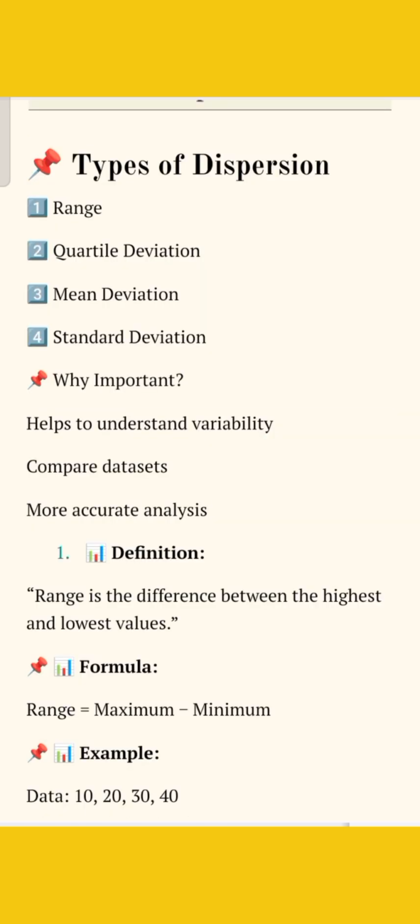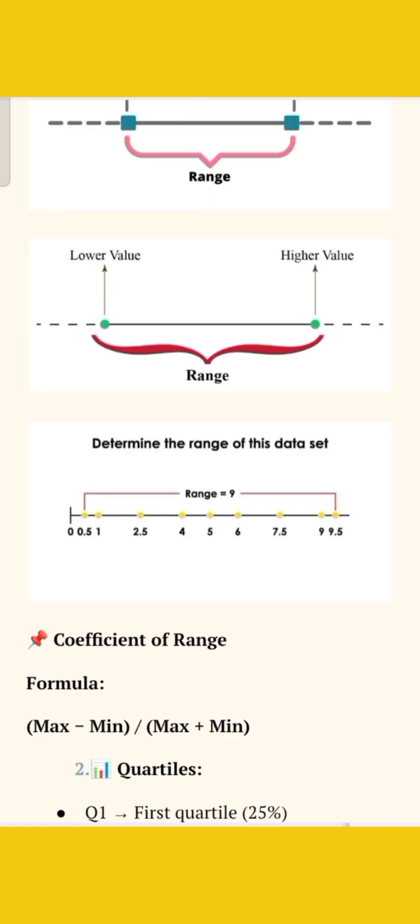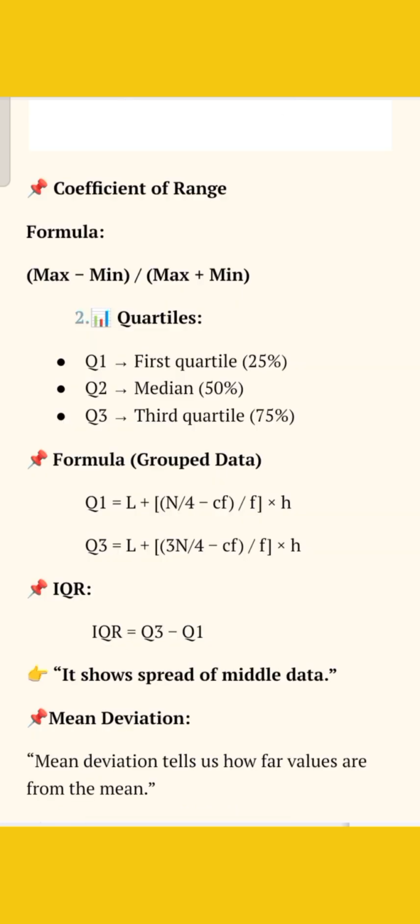And why is it important? It helps to understand variability, compare data sets, and do more accurate analysis. Determine the range of this dataset: 0, 0.5, 1, 2.5, 4, 5, 6, 7.5, 9 and 9.5. Here the maximum value is 9.5 and the minimum value is 0. So 9.5 minus 0 is equal to 9.5 and our range is equal to 9.5. Now the coefficient of range, and the formula is maximum minus minimum divided by maximum plus minimum.